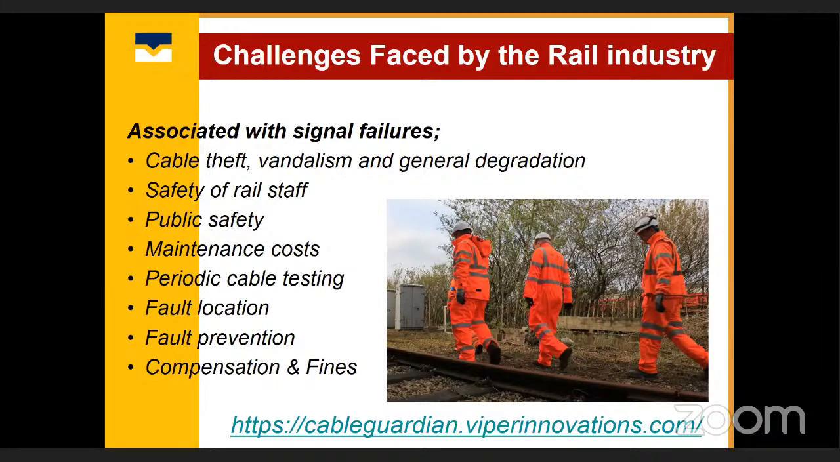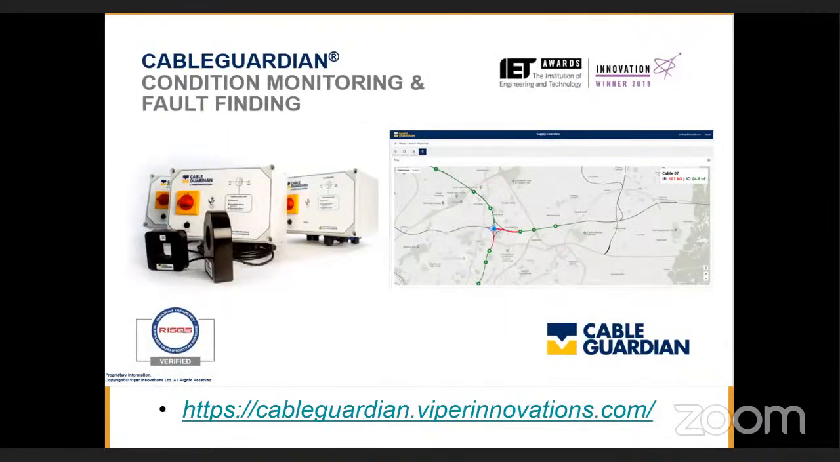So this is apparently a very large problem. It happens at least once a month in Salt Lake City, and I'm sure it happens more than that at Network Rail. So surprisingly, this cable theft application was the application that really made the LiveWire technology shine in bulk applications. So we developed a product called Cable Guardian, which is for condition monitoring and fault finding. Now you notice it's a relatively large device, waterproof box, the ability to clamp around existing cables without having to disconnect them at all. That's what those little round clamps are for.